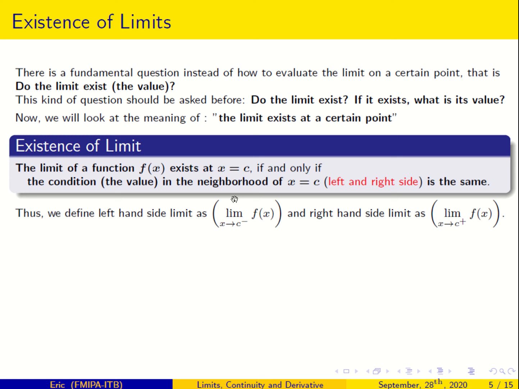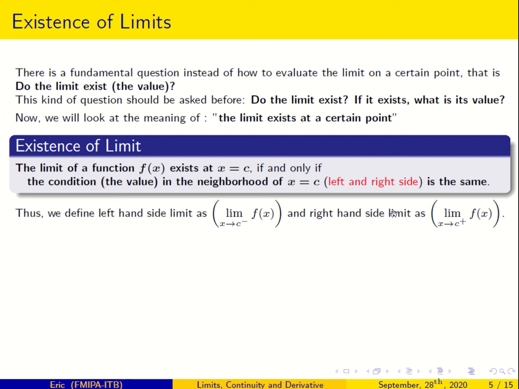Okay, then we define the left hand side limit. This is the limit of f(x) when x goes to c minus. If we let c equal 1, I want to know the value of f(x) when x goes to 1 from the left of 1. That is, what is f(x) at x equals 0.5, 0.6, 0.7, 0.8, 0.9, 0.99, 0.999. Near 1, but from the left.